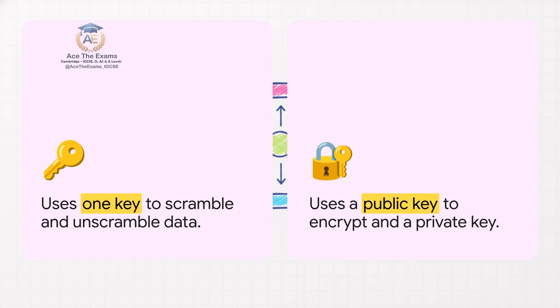But there's a massive flaw here. You have to share that secret key with the receiver. And if the hacker intercepts the key while you're sharing it, well, game over. They can read everything. That is exactly why asymmetric encryption is the absolute gold standard for secure internet transactions.